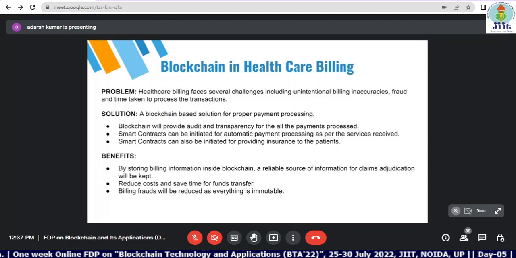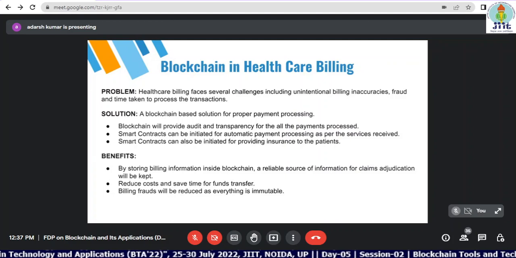So inaccuracies in the billing system can be removed. The fake bills, or bills given to IT organizations, which usually do not have an understanding of the healthcare system or the medicine being prescribed, can easily be traced down. So we can save a lot of our taxpayers' money in this. So a blockchain-based solution for proper payment transactions is there.